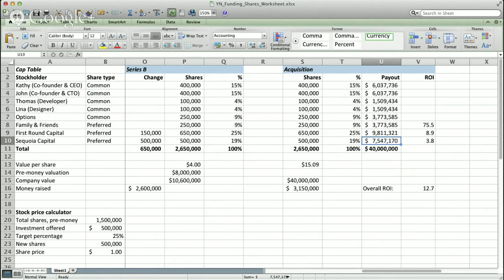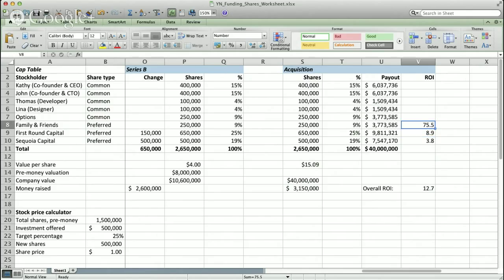Sequoia put in money later on. So although they actually put in more money than First Round, they're only getting about 3.8 times their money back. And that for a VC is actually not a lot. So although for you founders this may look like a great exit, Sequoia would probably say, nah, we didn't really get much out of this, and would actually, in many cases, consider this a failure, or at least not a success in their books. So it all depends on when you get in terms of investment, and what the valuation is, and which round you're in, and of course on the overall acquisition price. So the overall return on investment was about 13x, which is definitely very good for a venture funded company.